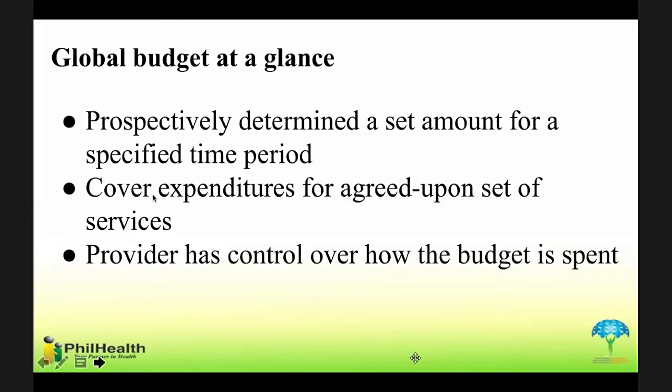Yan. So, prospectively, determine a set amount for a specified time period. It covers expenditures for agreed upon set of services. Provider has control over how the budget is spent. Nako, pagka nagkaganito dyan, talagang makuri na, no? Kaya dapat very good yung planning ng lahat ng ito. If not, baka it will just die as a natural death.